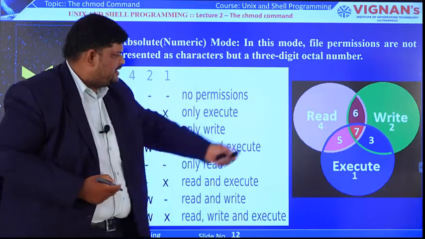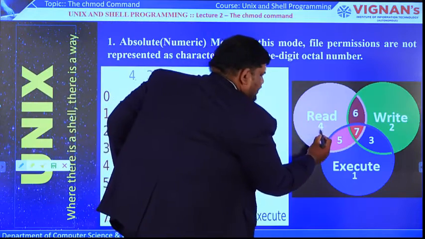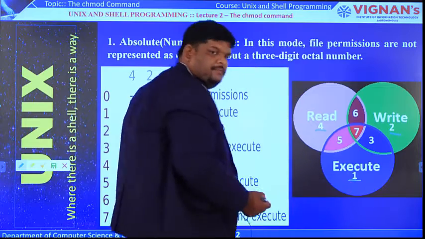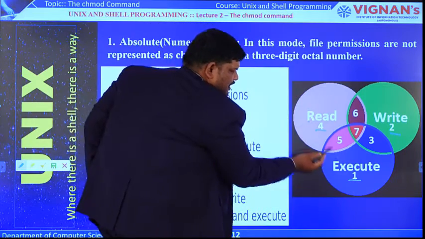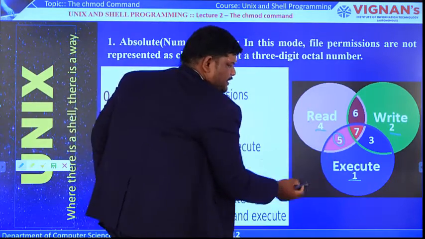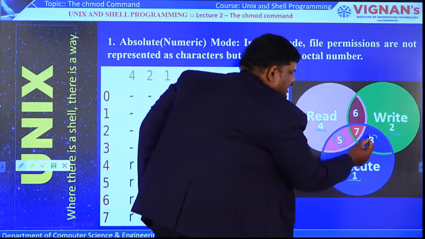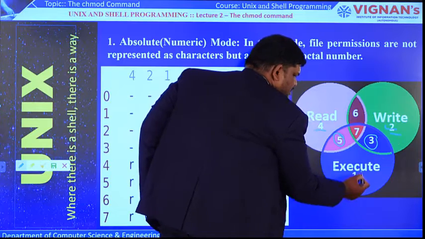In the pie chart we can see that for read the value is 4, for write 2, for execute 1. The combination of read and execute means 5, so 5 indicates we have both read and execute. 3 indicates having both write and execute.